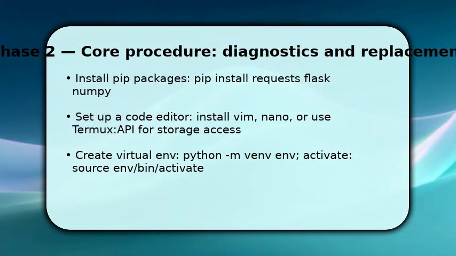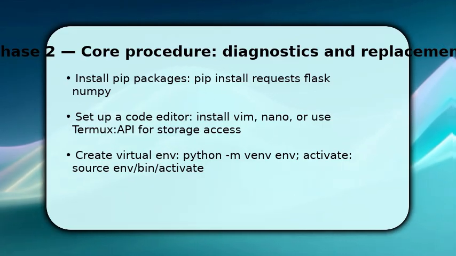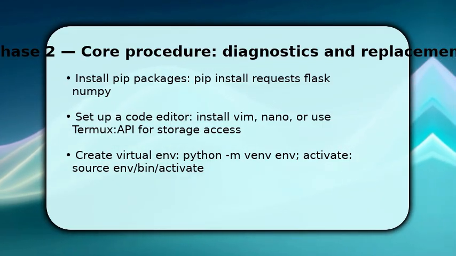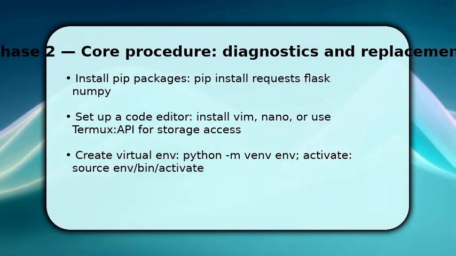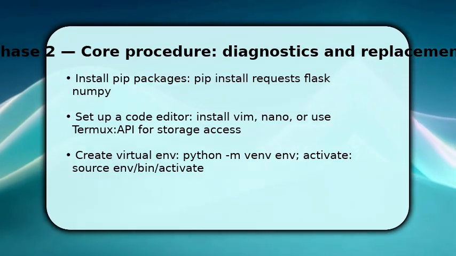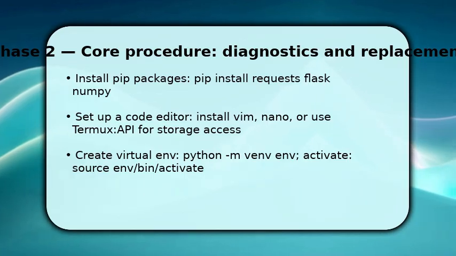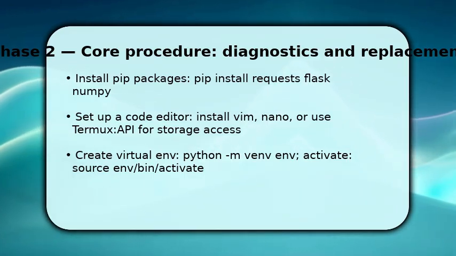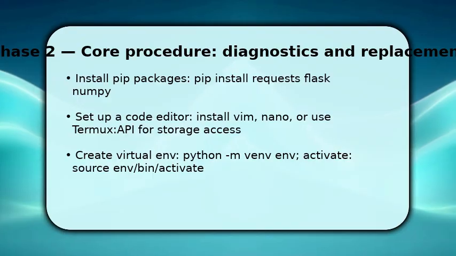PC. Once Python is installed, you configure your environment so development is reliable. Create a virtual environment with python -m venv and activate it using source env/bin/activate. This isolates dependencies. Then install needed packages with pip install requests flask numpy. Make sure to choose only what you need to save space. Also install a terminal editor like Vim or Nano and enable Termux API if you need access to camera or storage. These steps let you code.